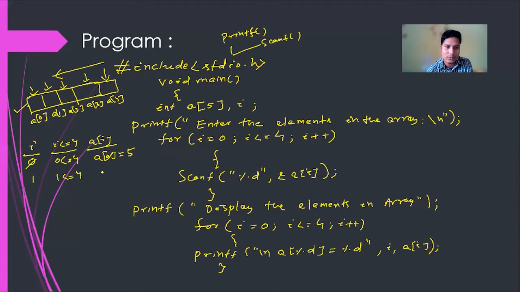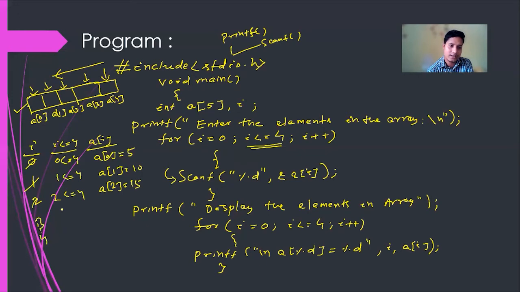1 is less than or equal to 4, yes. So I can write a of 1 equal to, suppose, 10, then the I value will be incremented by 1, so it will be 2. 2 is less than or equal to 4. Each time the condition is checked. If this condition is satisfied, then the statement inside the for loop will be executed. If the condition fails, then the compiler goes out of the loop and executes the next statement after the for loop. So a of 2 equal to, suppose, 15. Similarly, I will enter the 5 elements.